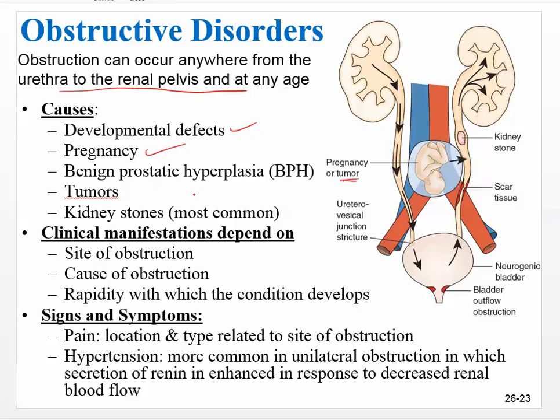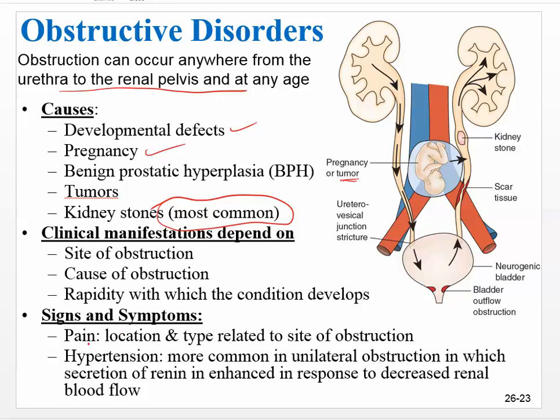Benign prostatic hyperplasia, so the prostate gland, which is where urine actually flows through. The prostate gland, if that's enlarged, that could cause some blockages, and kidney stones, which are actually the most common. Okay, so kidney stones can cause blockage as well. So clinical manifestations depend on the site of obstruction, so where it's happening, the cause, what's causing it, and the rapidity with which the condition develops, or the speed of onset.